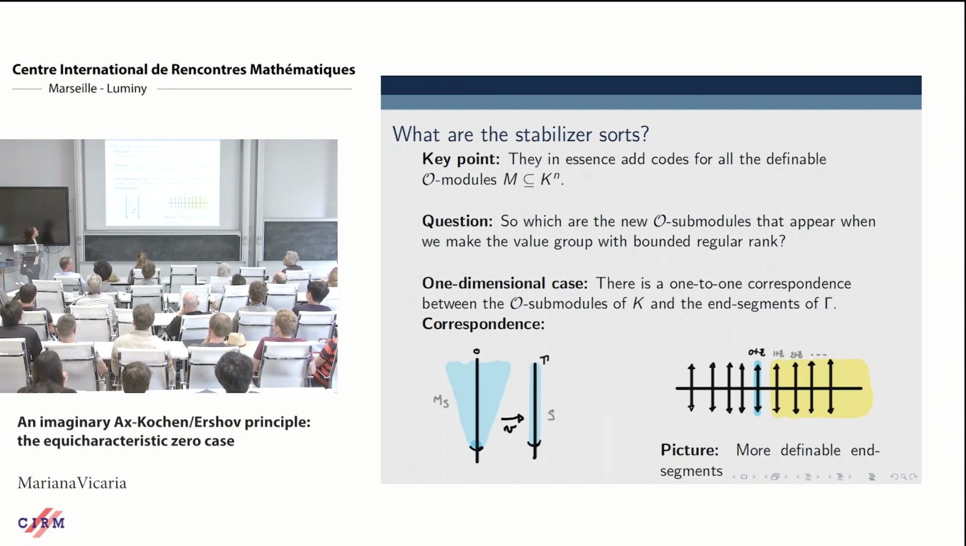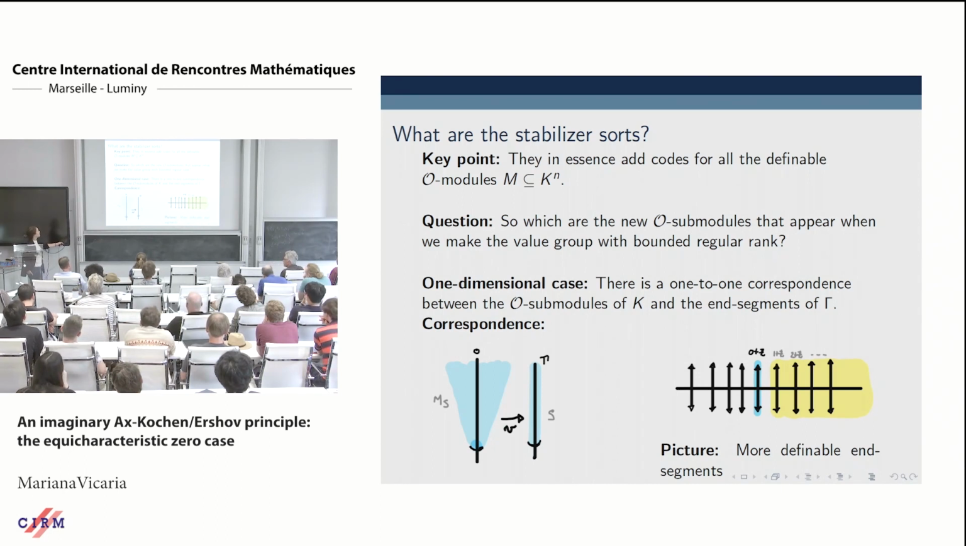And just for pedagogical purposes, let's try to understand what happens in the one-dimensional case. This is just using a folklore result that tells you that there is a one-to-one correspondence between the submodels of K and the n-segments of gamma, right? So here's my picture. You have your n-segment, and here's your model, right? So how do you go back and forth? Well, if you have your model, in essence, the corresponding segment is just taking the valuation of the elements that are in your model, and going backwards.